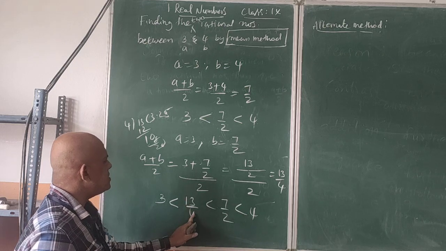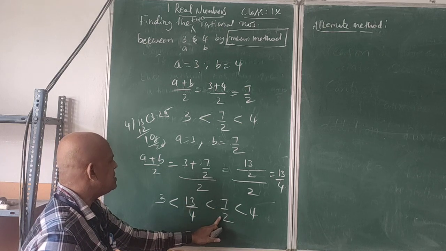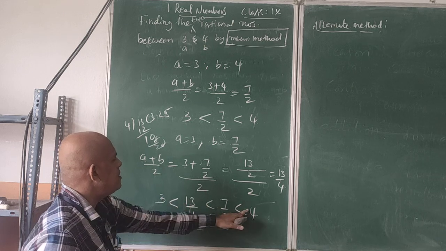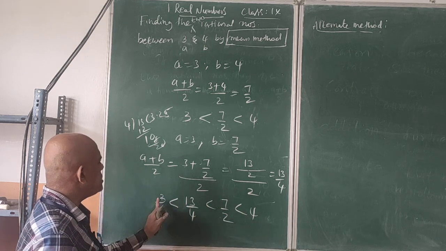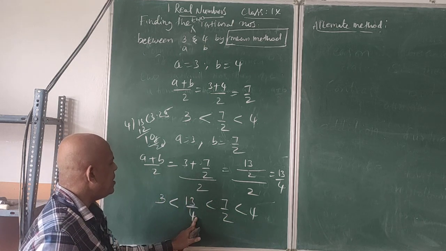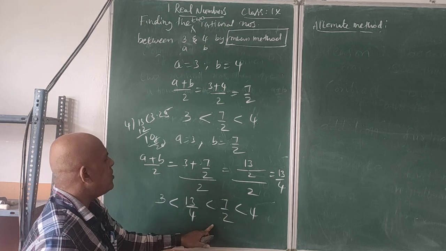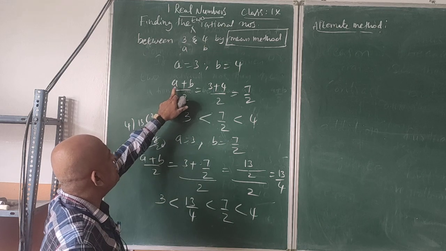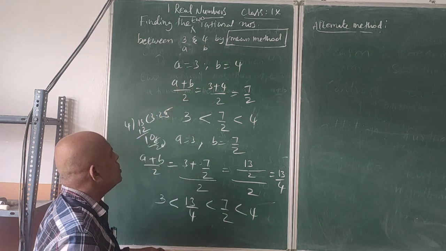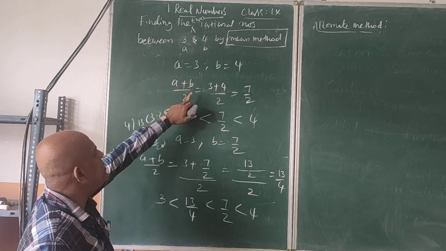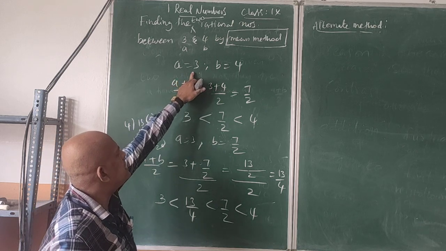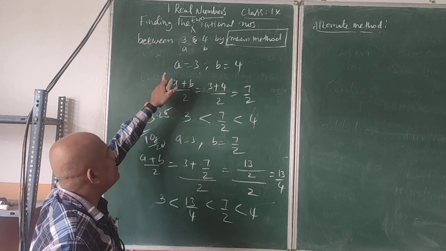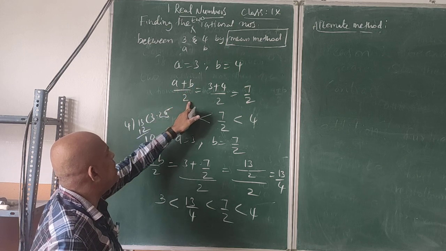So this value is 3.25 and this value is 3.5. These are the two numbers between the rational numbers 3 and 4. Therefore the two rational numbers between 3 and 4 are 13 by 4 and 7 by 2. In this way we can find infinite rational numbers between 3 and 4 by using the mean method, A plus B by 2. So once again, to find by the mean method we consider the given two numbers, one as A, one as B. The formula is A plus B by 2.